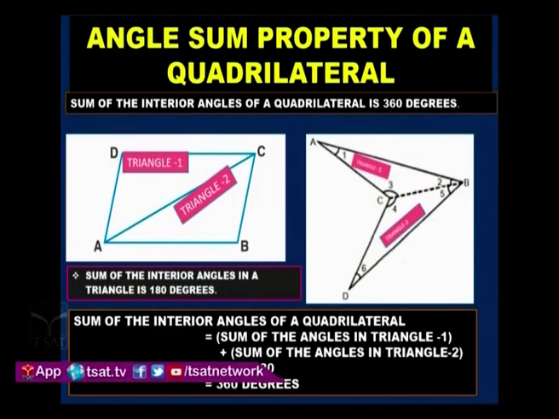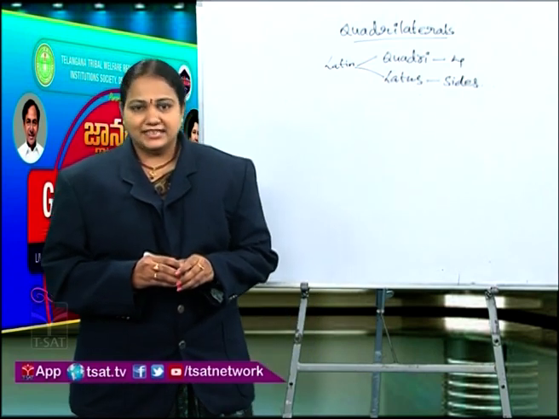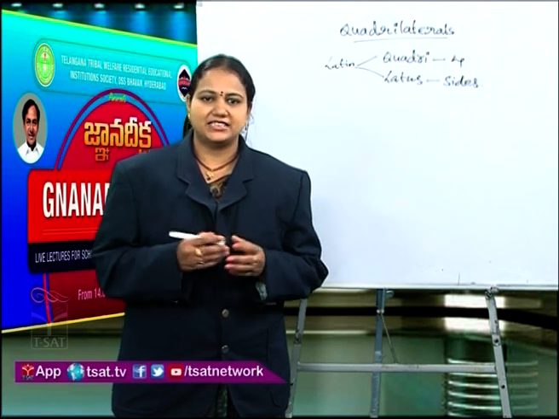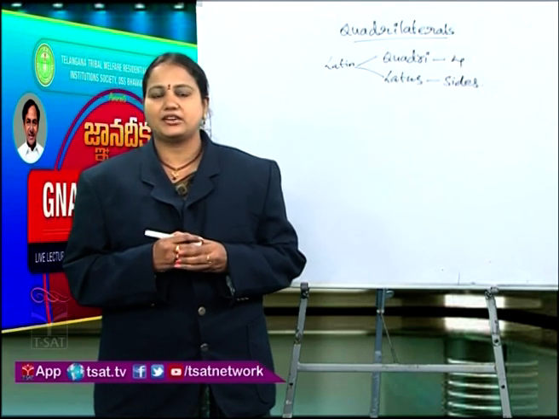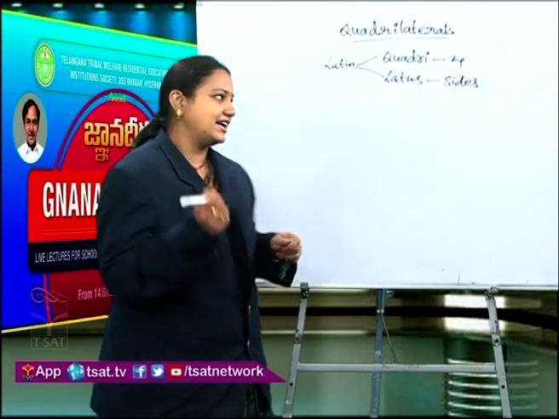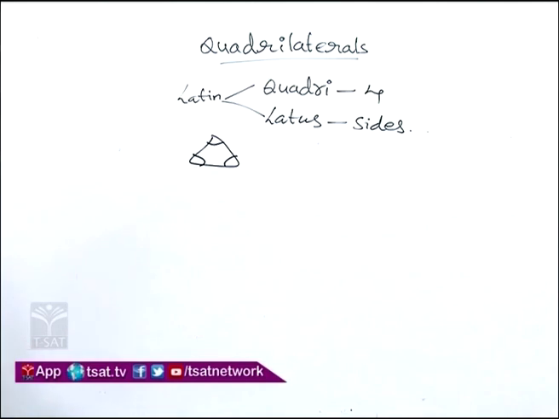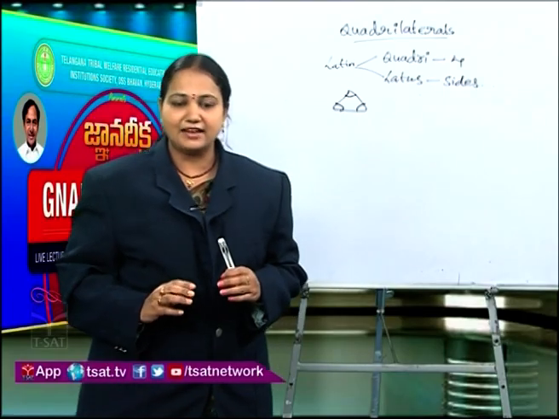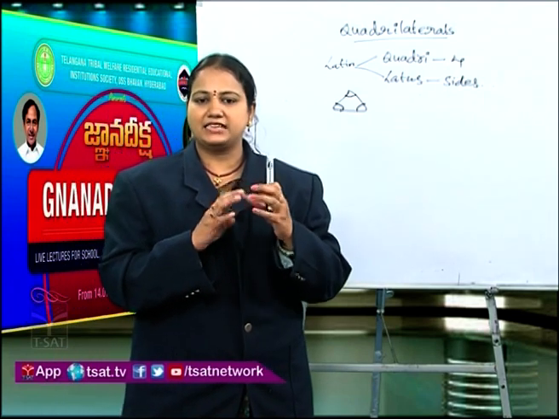Next, do you remember the angle sum property, children? Yes. What is the sum of the three interior angles of a triangle? The sum of the three interior angles of a triangle is 180 degrees. Now, let us know what is the sum of the interior angles of a quadrilateral. How many angles do we have? Four angles for a quadrilateral. So, if we add all these four angles, what is the sum of it?